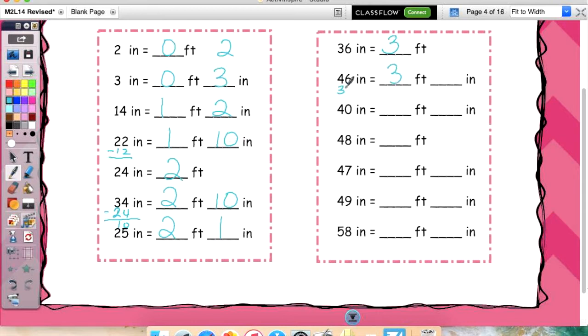And then I'm going to subtract how many inches 3 feet is. What do I get? 10. It's kind of a pattern to this, isn't there? 40 inches. 3 feet. And I'm going to subtract 36. 48 inches. 4 feet. There's a trick here. 47 inches. And I'm going to subtract what? 3 feet 11 inches.